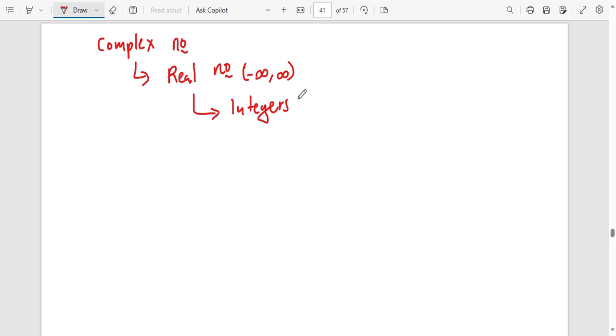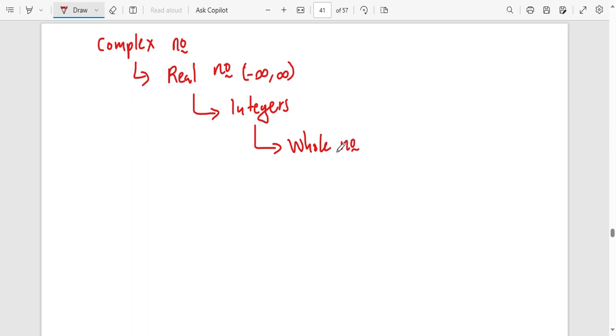The set of integers are positive and negative numbers. It's also from negative infinity to positive infinity. But the only difference is this: for integers, you don't include decimals, you don't include improper fractions, you don't include mixed fractions. Only whole numbers: -5, -6, -7, 0, 1, 2, 3, 4, like that. Those are integers. Okay. In the set of integers, you can also find whole numbers.